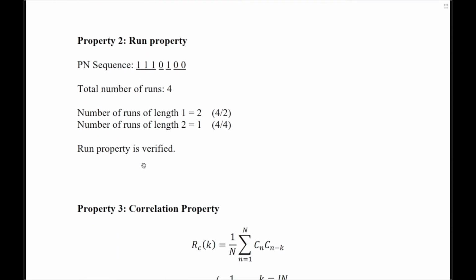What is a run? A run is a continuous appearance of similar bits in the P-n sequence. So, the first 3 bits in the generated P-n sequence are 1, 1, 1. So, we can combine them to form one run. That is why I have underlined the first 3 bits. You should also note the length of the run is equal to the number of bits in the run. For example, the very first run here consists of 3 bits, therefore it is a run of length 3.